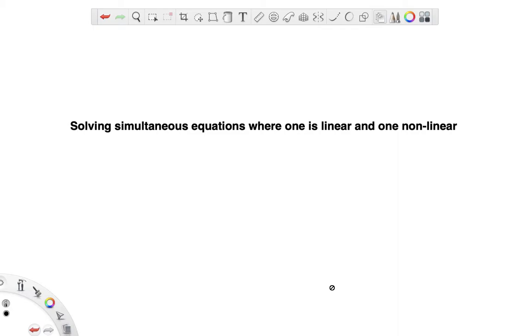In this video we're going to be solving simultaneous equations where one is linear and one is non-linear. So let's jump straight in.